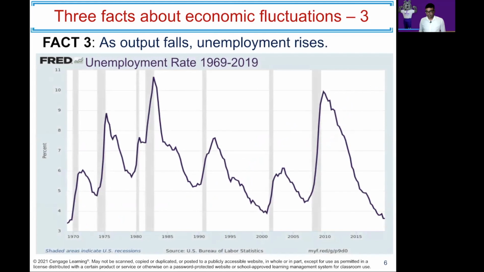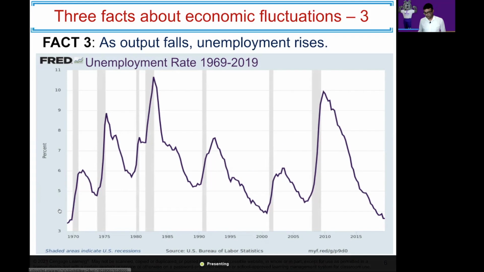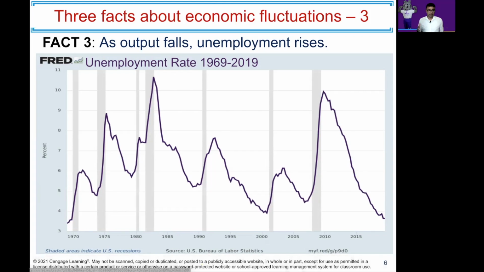Our last third fact: as output falls, unemployment rises. You can see whenever you have a recession, I'm using another graph, you see unemployment rises. So during each recession, the unemployment rate rises, which you see here.